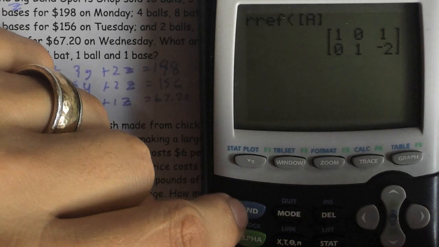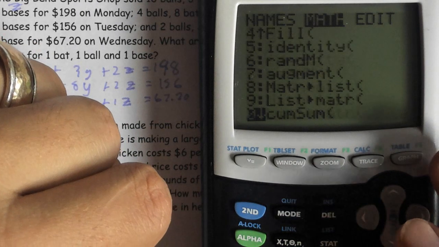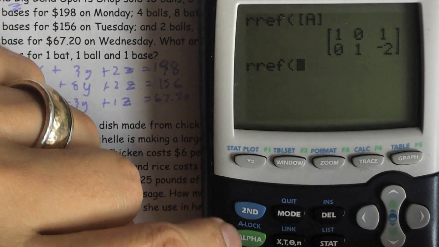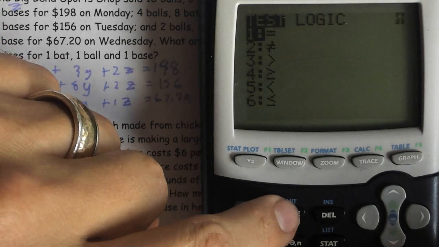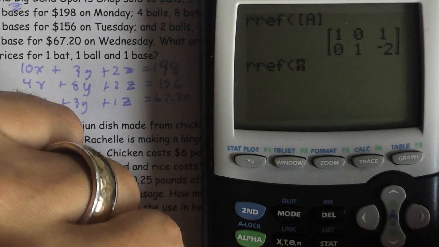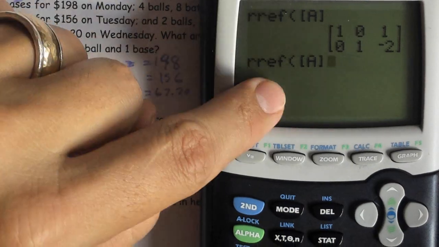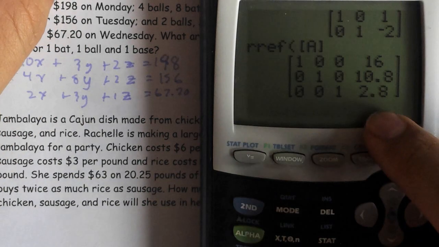I go back to matrix the second time. I go to math. I want to do the RREF, and then I'm going to put that matrix back in there. Go back in your second matrix, and I'm going to put that same A in there. Even though it looks the same, it's a different matrix this time. There it is. So what does all this mean?